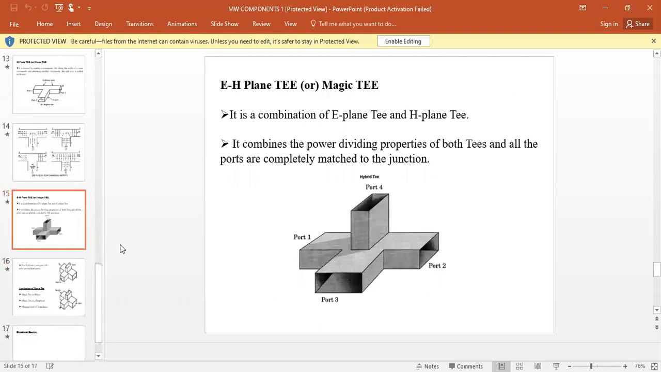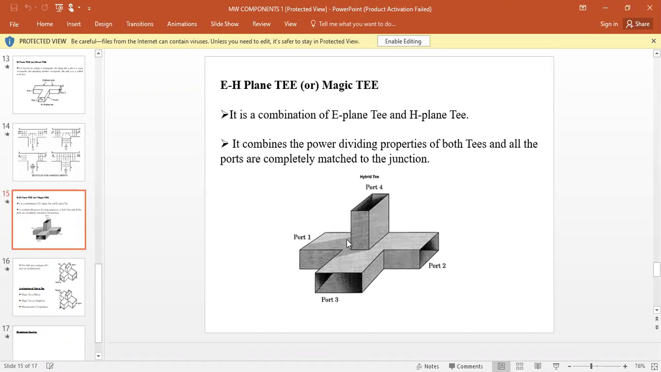And coming to the magic tee, it looks like this. It is a 4 port network: port 1, port 2, port 3, port 4. If we combine the E plane and H plane, we obtain the magic tee. Remove port 3 and consider port 1, port 2, port 4: that is the E plane. Port 1, port 3, port 2 is the H plane. So combining the E plane and H plane, both properties will be supported for the magic tee.